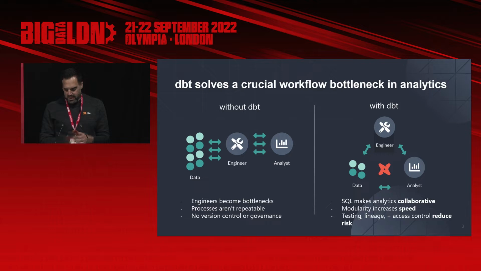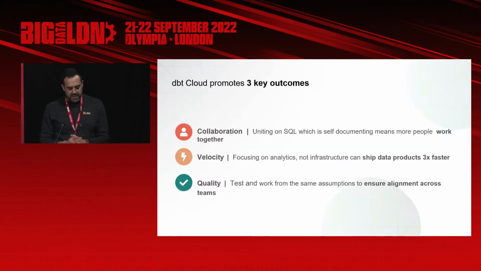So the types of outcomes that we promote are collaboration. I've worked in places where data transformations are done in a combination of Python, Scala, SQL, and Bash scripts. And once we united people on SQL, then it lets more people participate in the game. Once we have more people participating in the transformation game, you have more speed or velocity to ship the data products that you want to ship. And finally, due to the way that we enforce software engineering best practices onto data analysts, we give you better ways to have quality and governance.